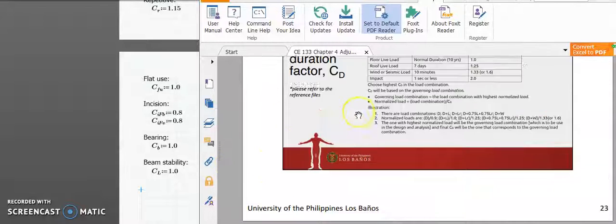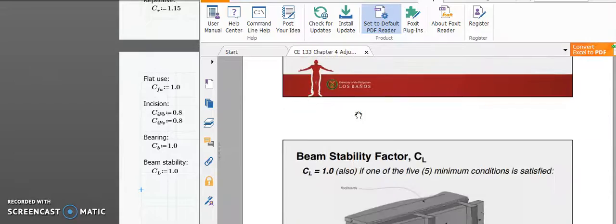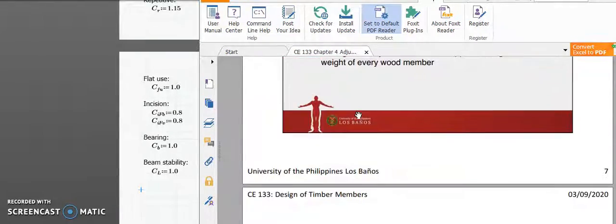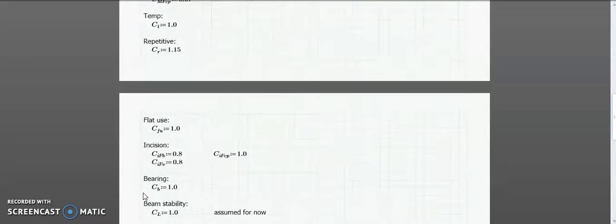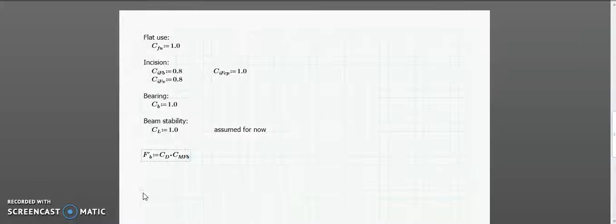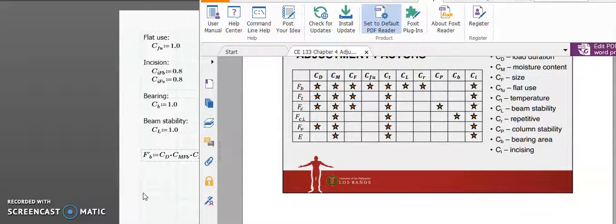Next, we'll apply the adjustment factors. Okay, so for FB, the adjusted is equal to CD times CM for FB, I think I've put it there, right? And then times CF for FB times CFU.